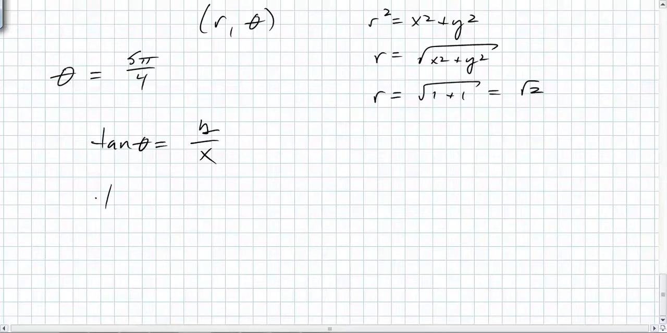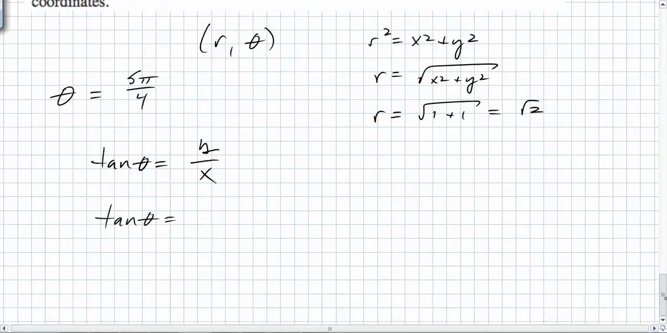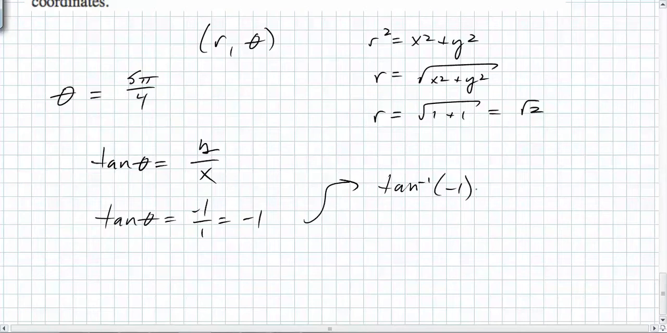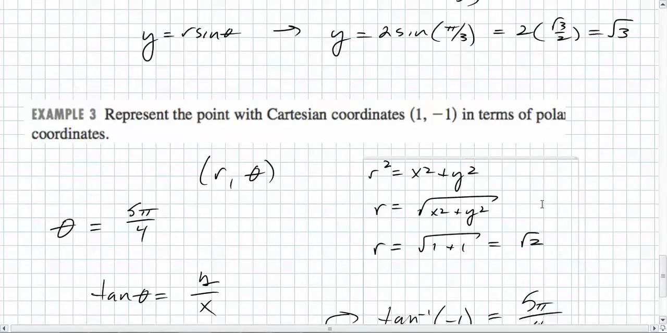y over x. So we know that tangent of theta was equal to, in this case, what was it? It was 1, negative 1, right? So it's going to be negative 1 over 1, which I knew was negative 1. I just wanted to write it out properly. But then you need to know tan inverse of negative 1. Exactly. In that case, you want the first one in the third quadrant, which is going to be 5 pi over 4.